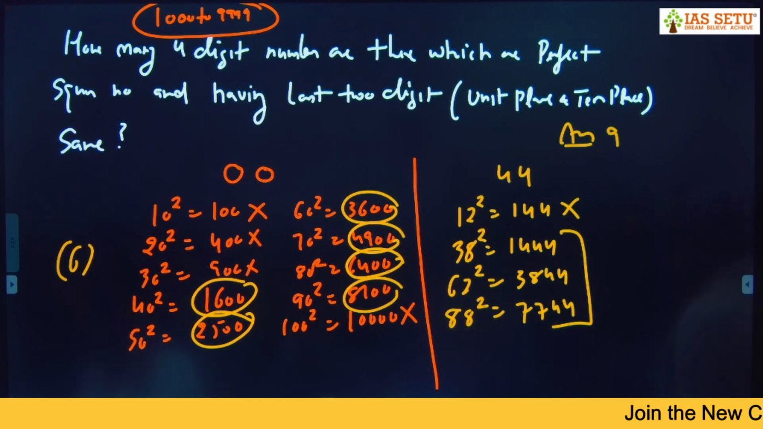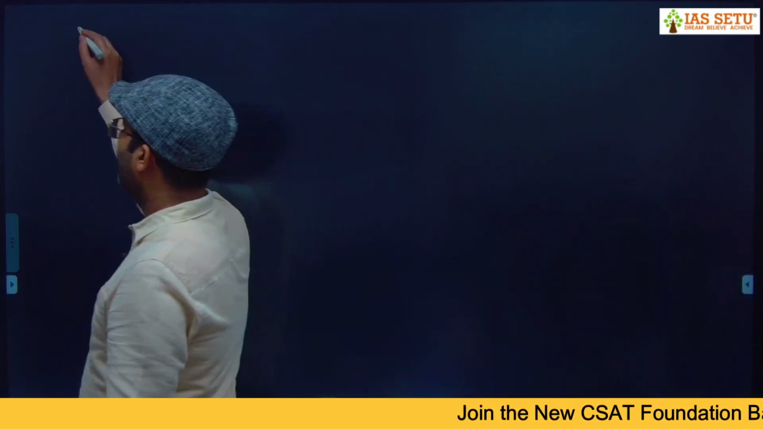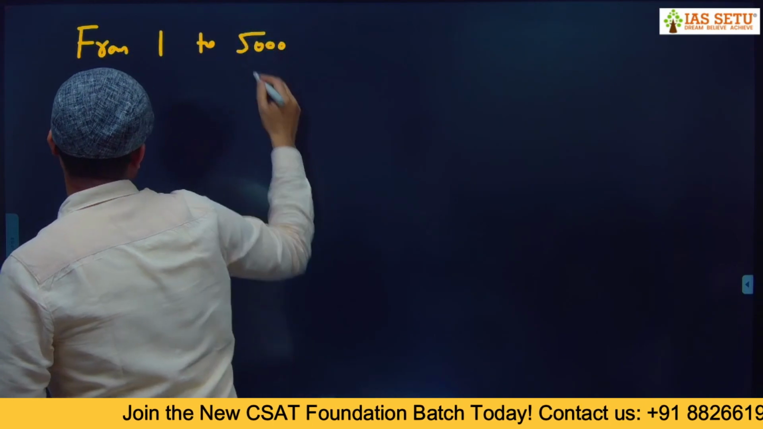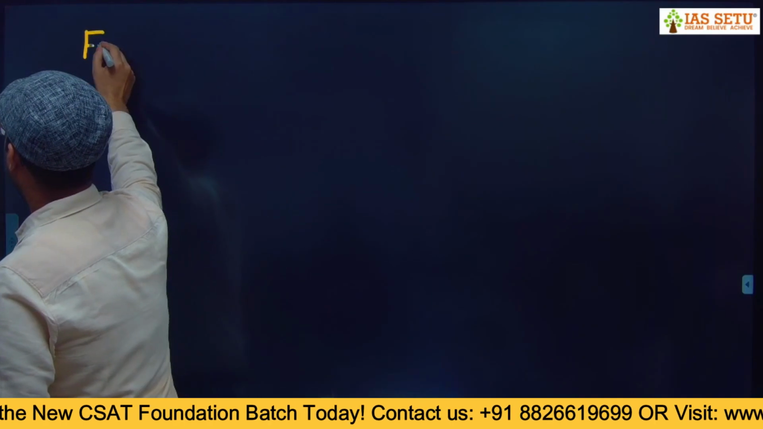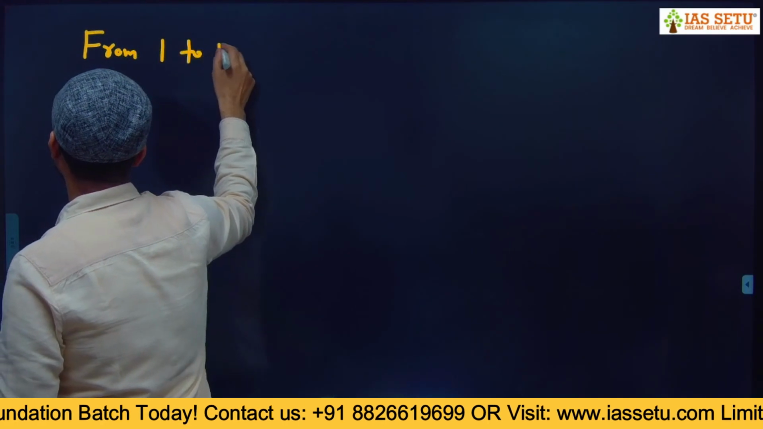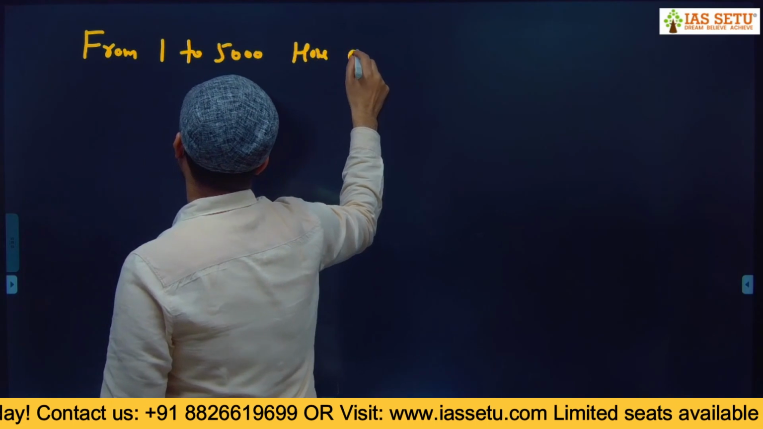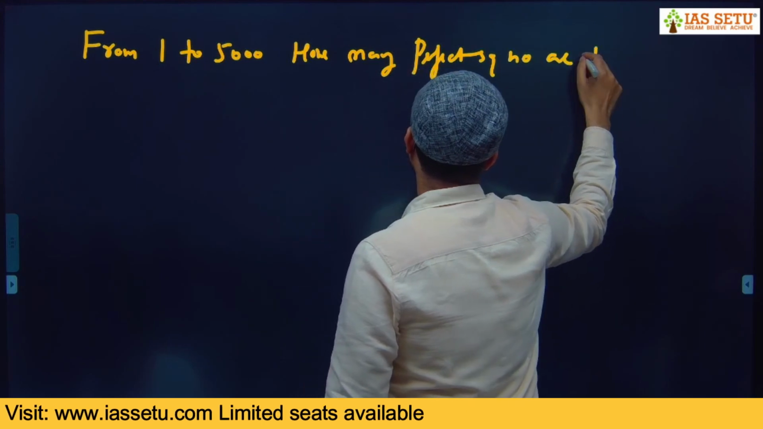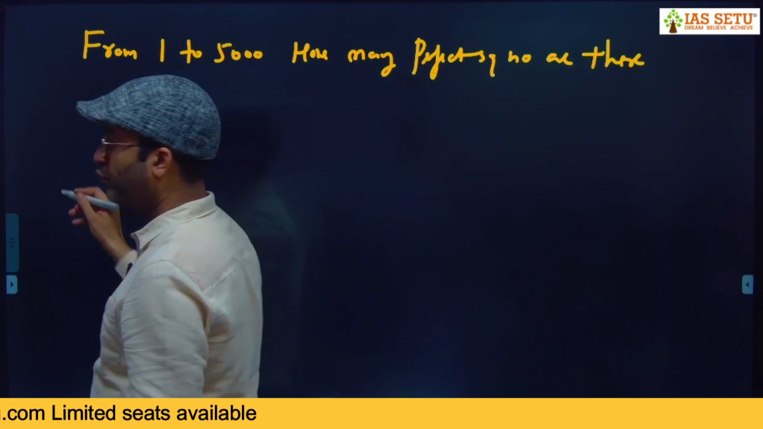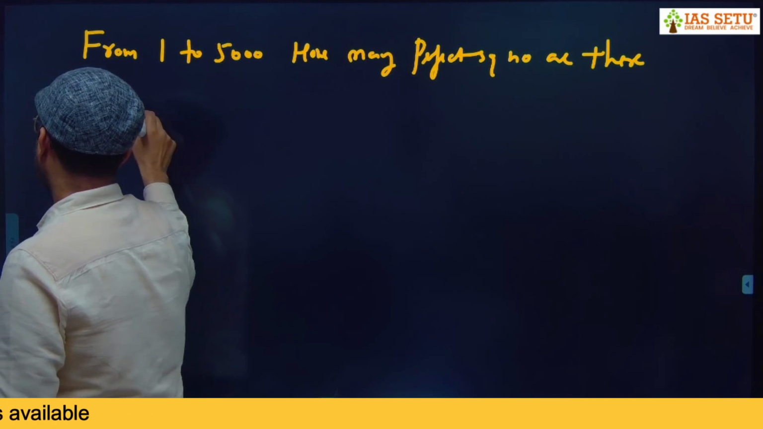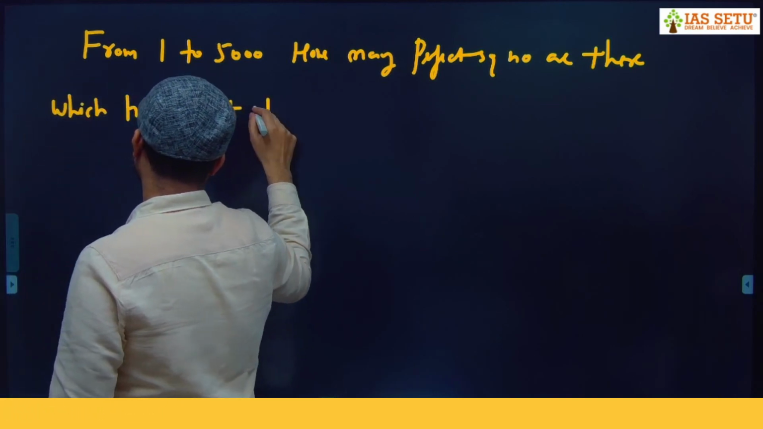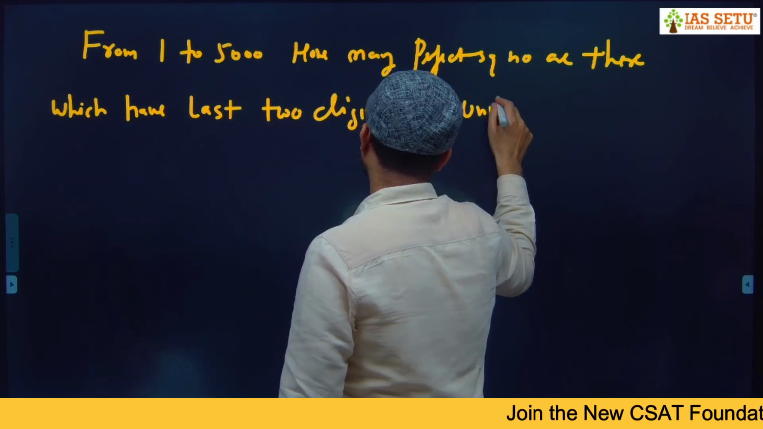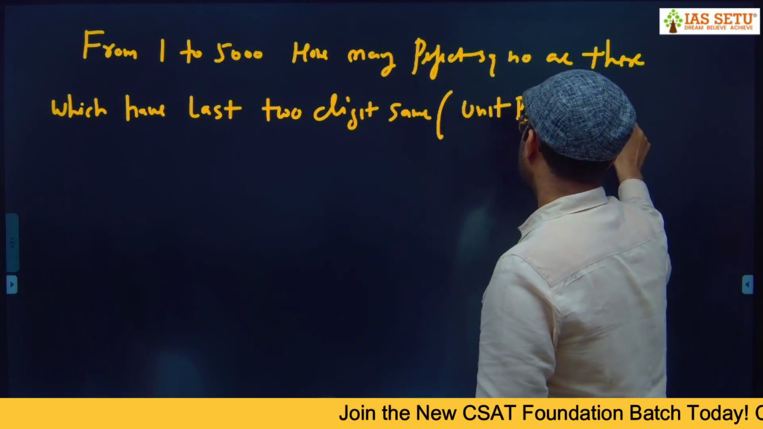One more question. Try one more question. From 1 to 5000, how many perfect square numbers are there which have last 2 digits same? In bracket, unit place and 10 place.